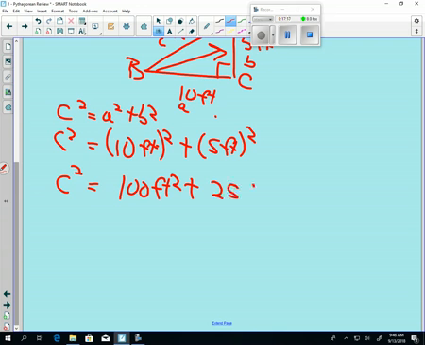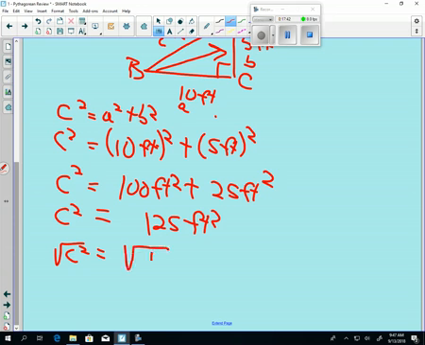5 times 5, 25 feet squared, right? Now, add them together. 100 plus 25. 125. So we know C squared equals 125 feet squared. We don't want to know C squared, we want to know what C is. It means we have to take the square root of that. It means we have to take the square root of this too then. Whatever we do to one side, we do to the other.